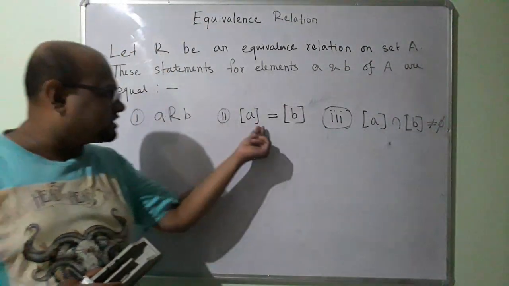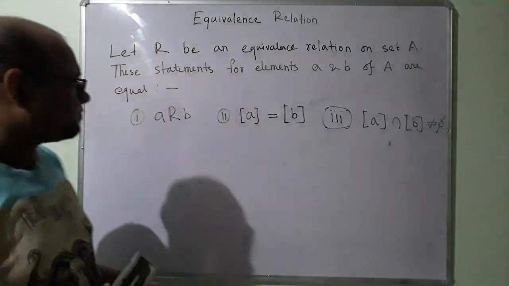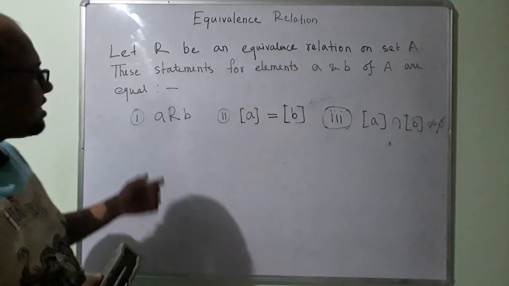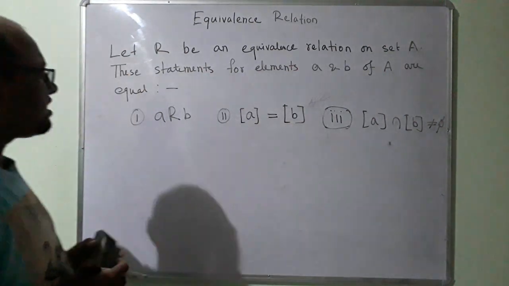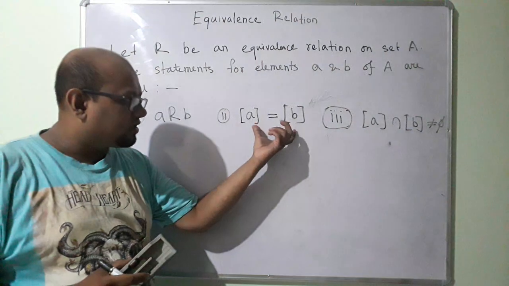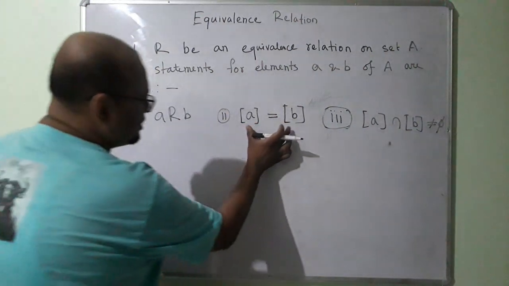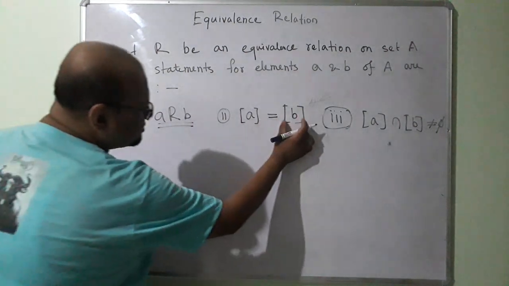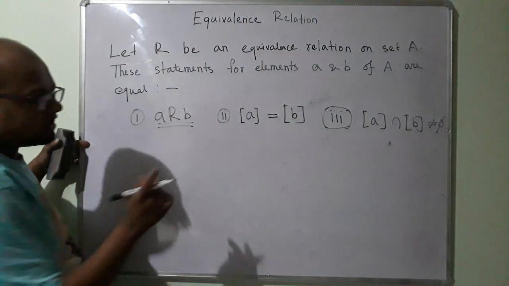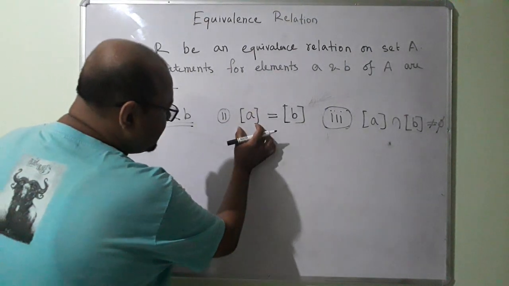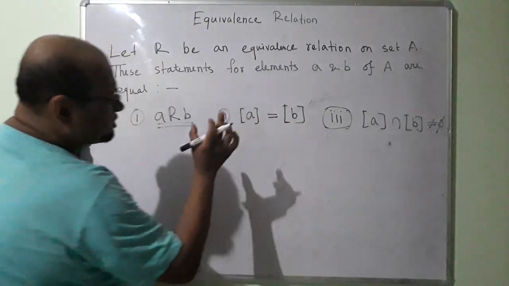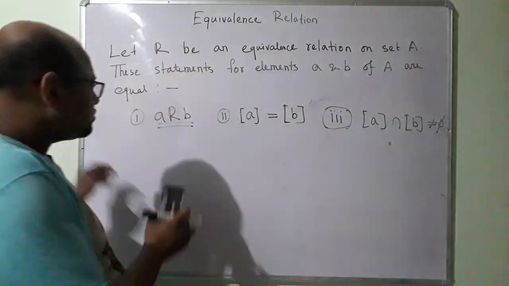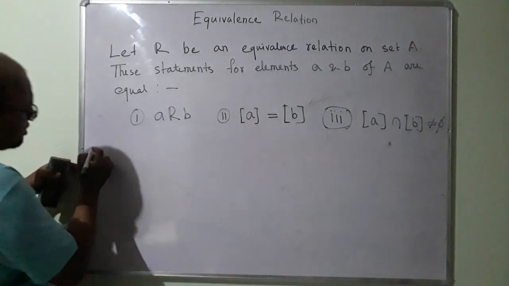I will show that 1 implies 2 and 2 implies 3. How will I show that this implies this? How will I show equality? I will show that if this is true, then [a] is a subset of [b] and [b] is a subset of [a]. These are sets, of course. And if this set is a subset of this and this is a subset of this, then we will know that these two are equal. So we will start with this proof.